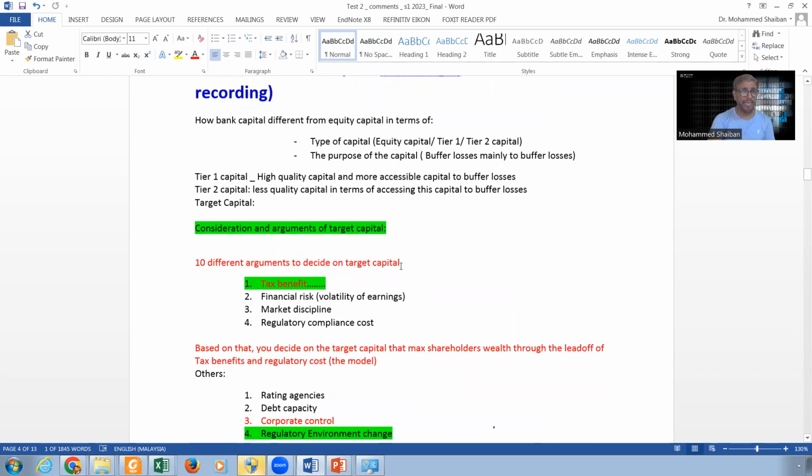We talked about the target capital. And when we talked about the target capital, I think you remember we have a model, and we talked about it in problem number 2 in tutorial 5, when we talked about what is the optimum debt. If we have the optimum debt, we can decide on the optimum capital.